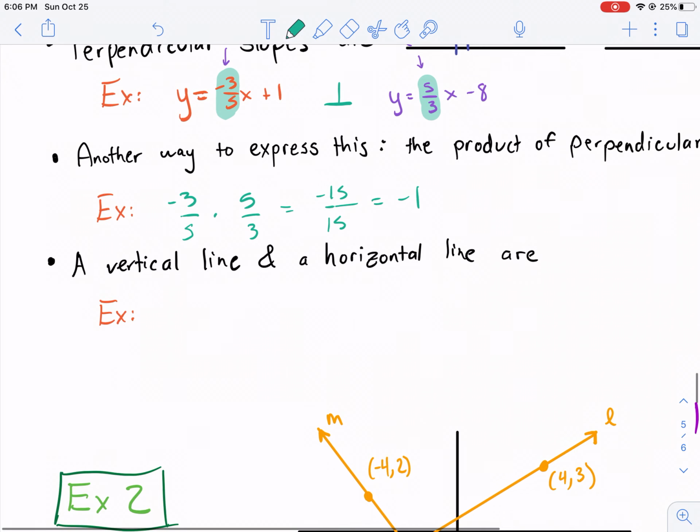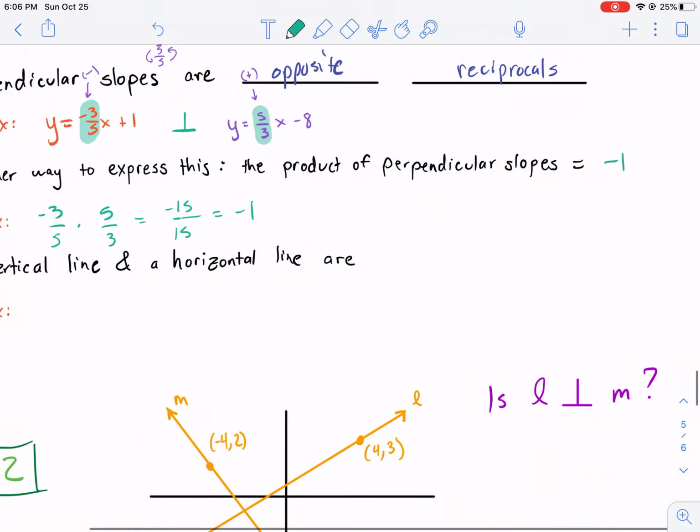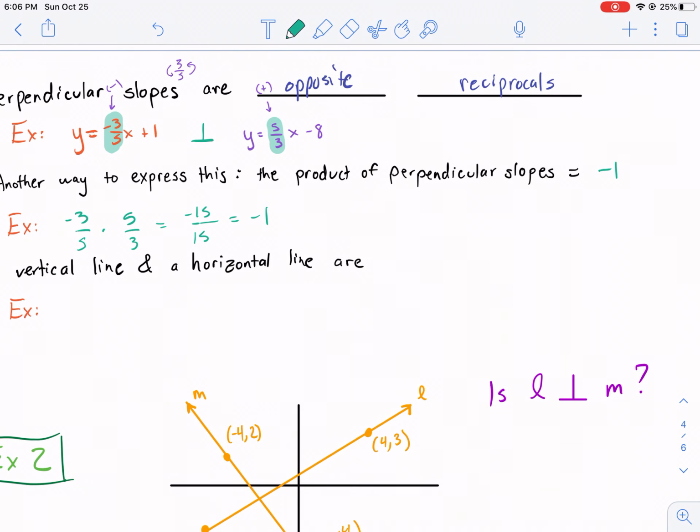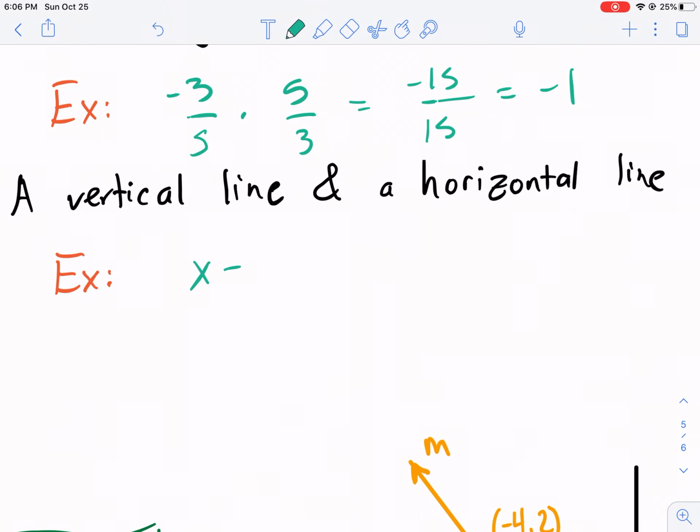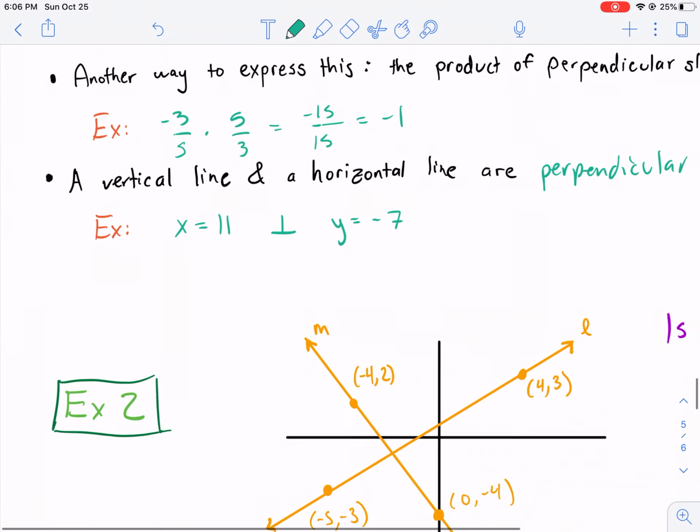A vertical line and a horizontal line are what? Well, if you draw them both on the same coordinate plane, they are going to be perpendicular. Okay, so an example. A vertical line example is x equals, we'll make it 11, ooh, double digits, is perpendicular to a horizontal line, y equals negative 7. So those are perpendicular to each other.